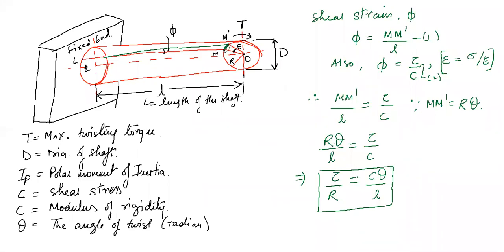Now we are going to see how much amount of torque is on this cross sectional surface, right? So let's see this condition. So based on this, I am going to first draw a circle, right? Let's draw first circle.